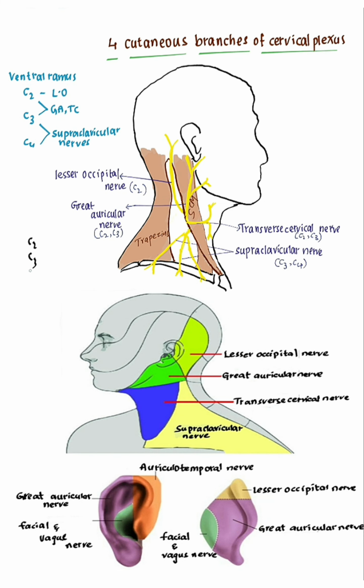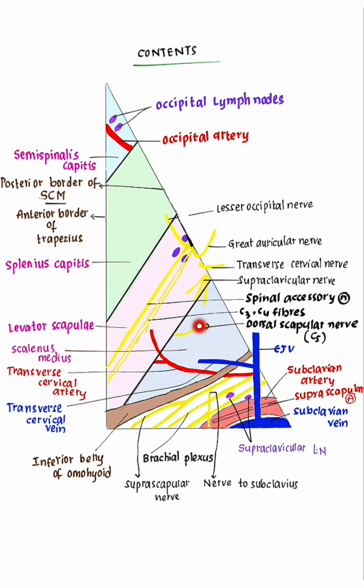C2, C3, C4. C2: lesser occipital. C2, C3: great auricular, transverse cervical. C3, C4: supraclavicular nerve. Dorsal scapular nerve. It is from C5 root. It pierces scalenus medius. It passes deep to levator scapulae to reach the back. Lymph nodes, occipital lymph nodes.